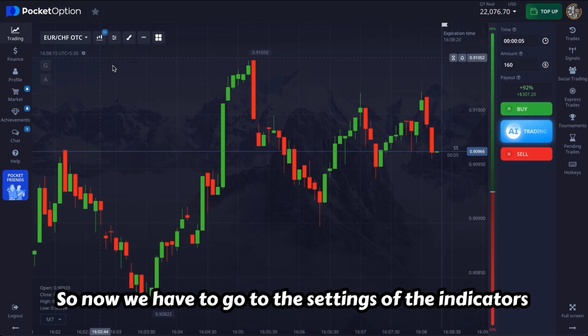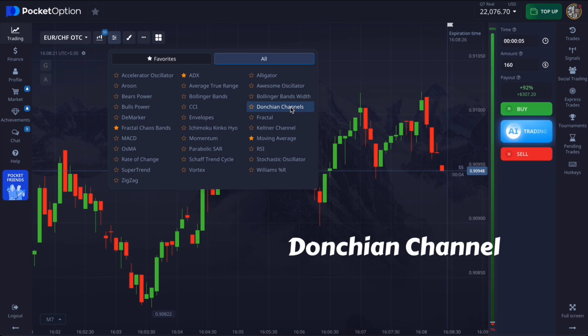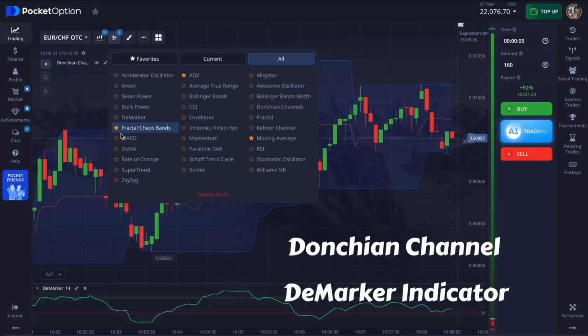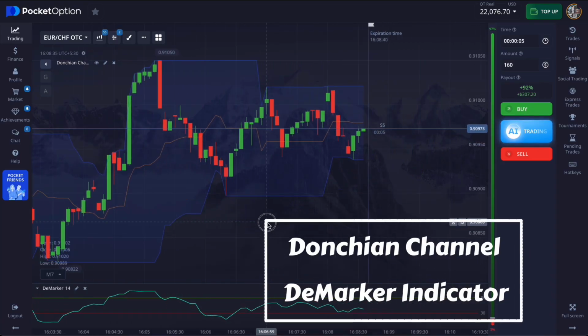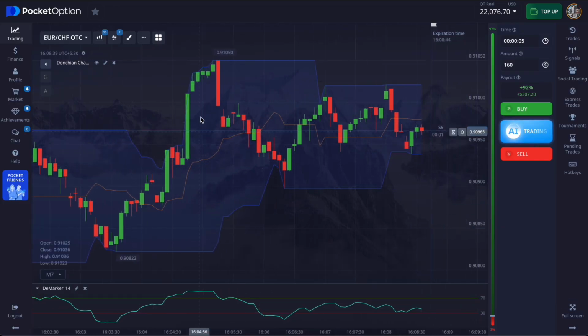So now we have to go to the settings of the indicators, and add the Donchian channel, and also add the DeMarker indicator. Today we will try to make profits with the help of the combination of these two indicators, but first of all we have to make some changes in the settings of both of them.